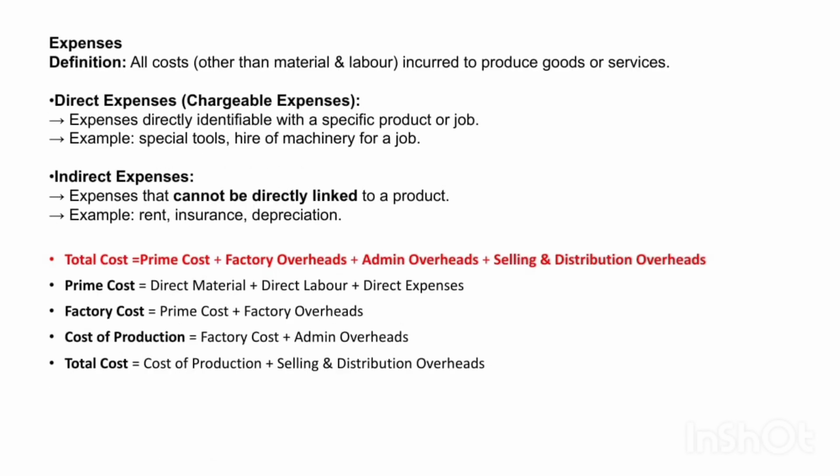The third element is expenses or overheads. These are all the costs other than the material and labor cost that are required to produce a product or service. And there are direct expenses and indirect expenses. Direct expenses are also called chargeable expenses, which are directly linked to a specific job or product. Example, cost of special tools, hiring a machine for a specific job.